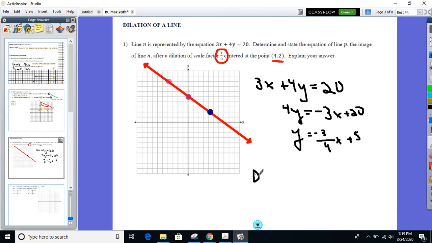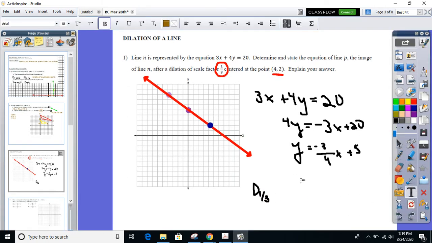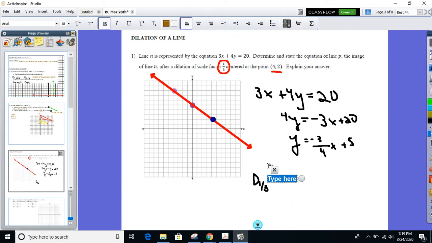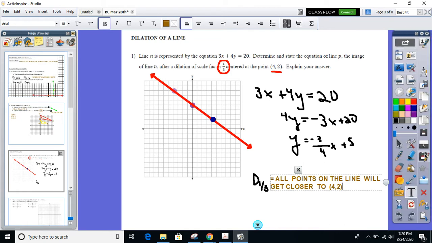A dilation of 1/3. All right, here's what's going to happen. That means all points on the line will get closer to (4, 2), the point we are dilating around. That's what that means right there. 1/3, because it's between 0 and 1, means the points are getting closer to something, and that something's (4, 2), which is where we're dilating around.